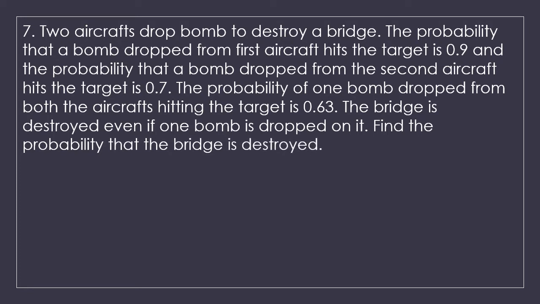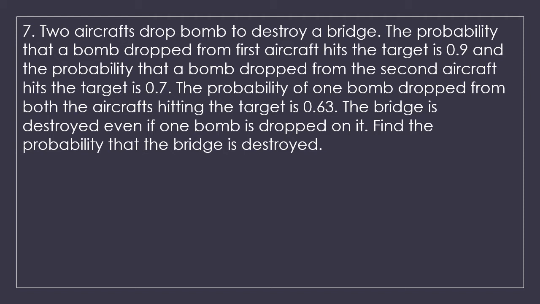That means we don't need both the aircrafts to hit the bridge. At least one of the aircraft bombs hitting the bridge is enough. Now, did you just notice the word I used? At least one. So what we are supposed to calculate is the event of the bridge being destroyed by at least one of the two bombs hitting the bridge. So what do we do when the words at least one are used? Naturally, we calculate the union of events.